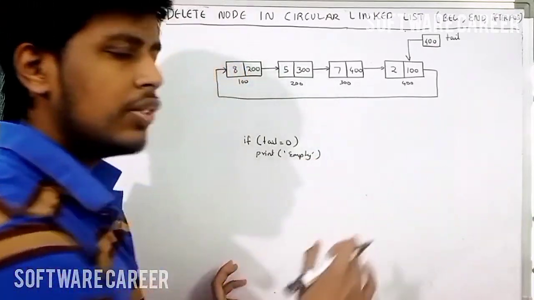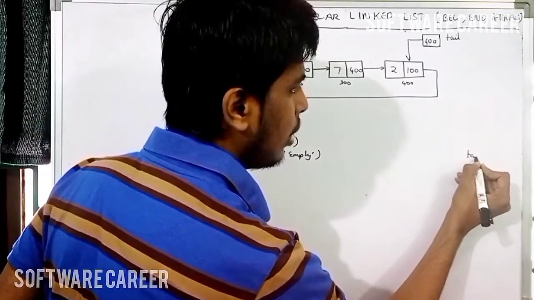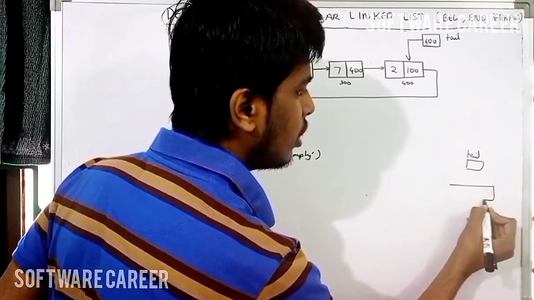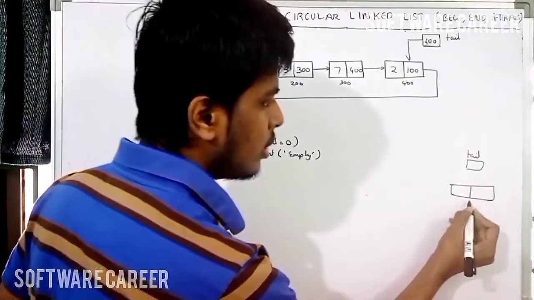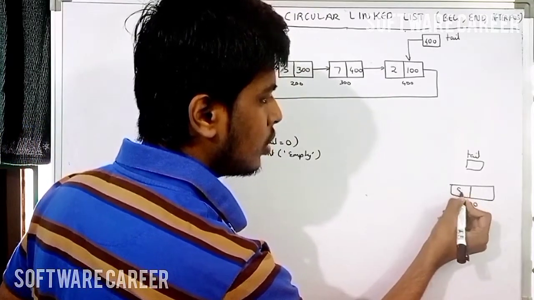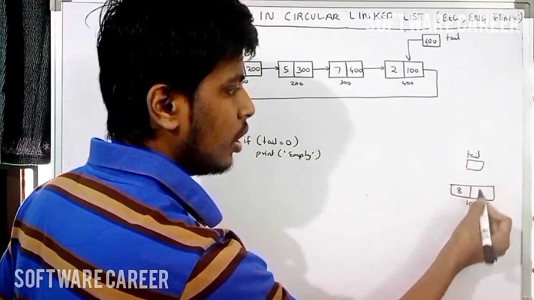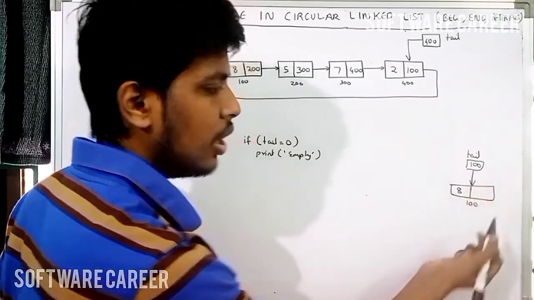Now this is the case when the linked list is empty. Now let's see the case when the linked list has only one node. We are taking the tail pointer. Let's say there is only one node in the circular linked list. Let's say this address is 100 and the data stored is 8. Since this is circular, this is the last node. Tail is 100, so it's pointing towards the last node.